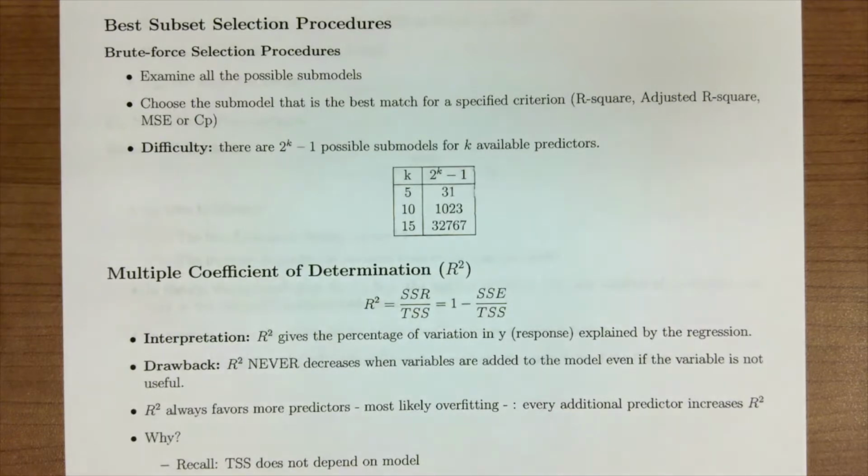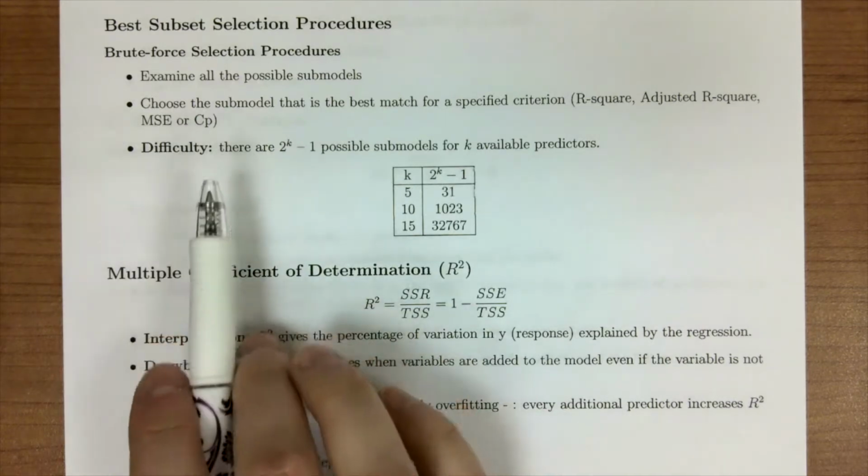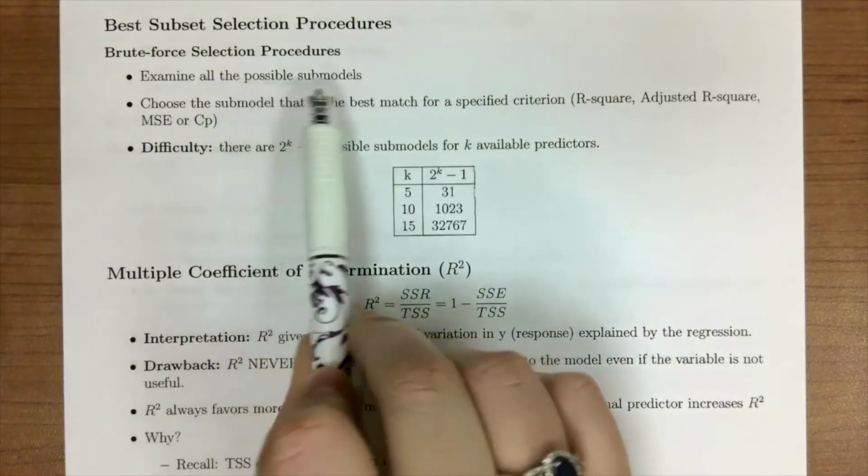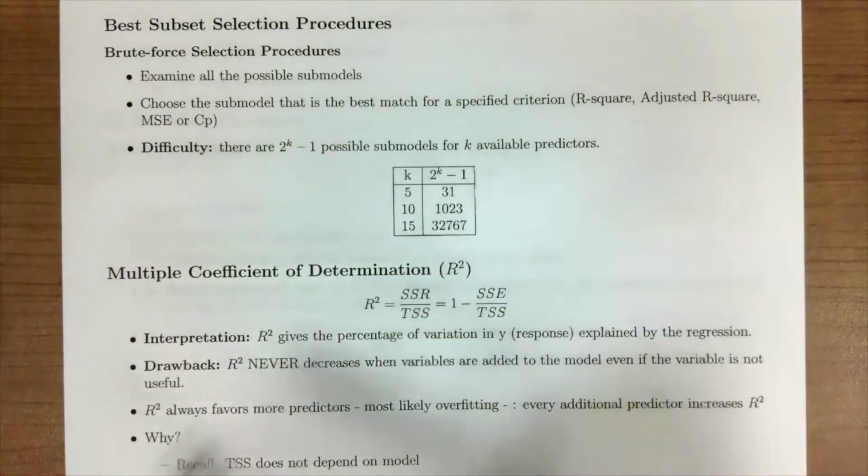This is why this brute force all possible models approach wasn't really useful 20 years ago, because computers couldn't do what they can now. So this is a great advantage that we have over our previous statisticians. Our goal is to look at all possible models and choose the best one.